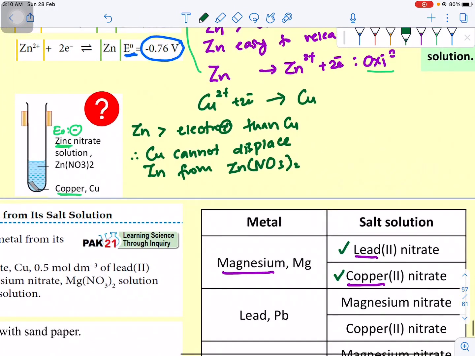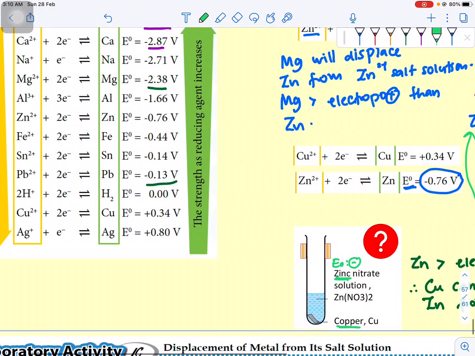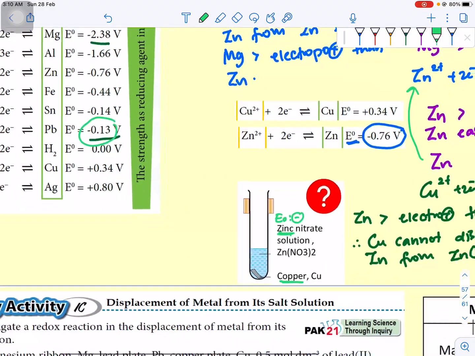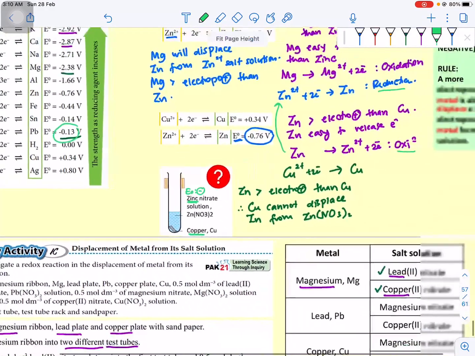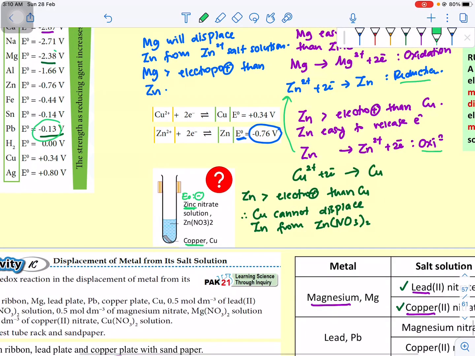Lead and magnesium nitrate. Okay, look at E-node mana yang lebih negatif, dia lagi power. So lead is negative 0.13, and then magnesium is negative 2.38. Okay, so magnesium lagi power. Boleh tak lead nak tendang magnesium? Jawapan dia tidak boleh, kurang power.